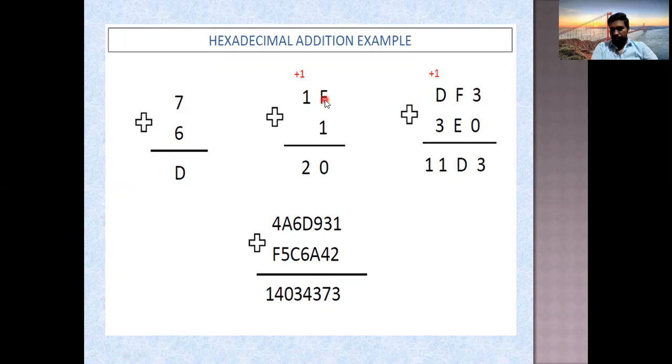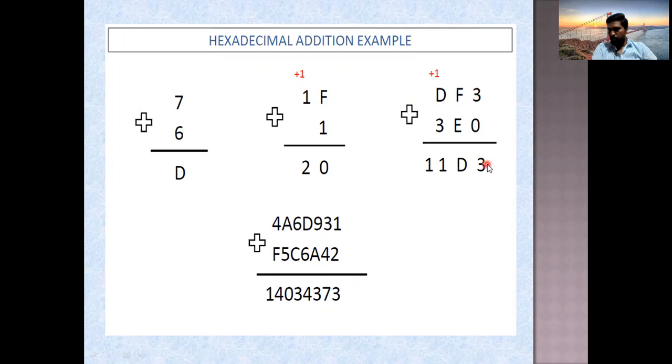Now, F is 15. 15 plus 1 is 16. So 16 is not in the range of hexadecimal. So subtract 16 minus 16. You will get 0. So minus 16 is done here. That's why one carry will be generated here. So 1 plus 1 is equal to 2. 2 is in the range of hexadecimal. Yes, it is in the range. So 20 base 16 is the answer for this problem. Okay, clear? Like this. See, here also 3 plus 0 is 3.